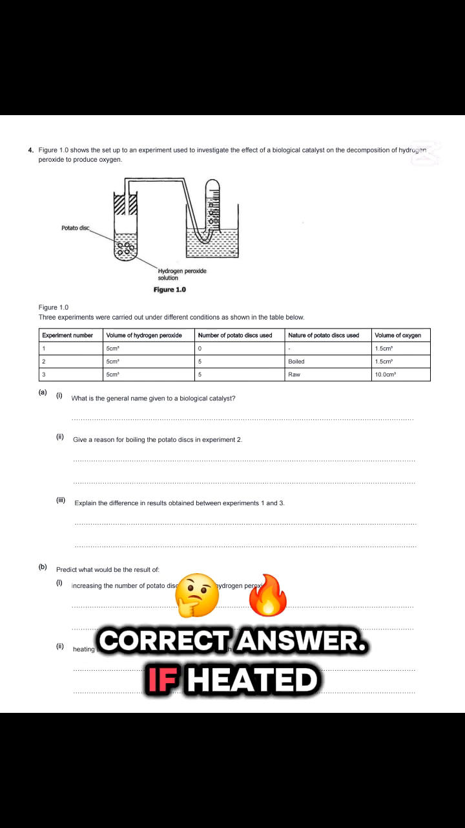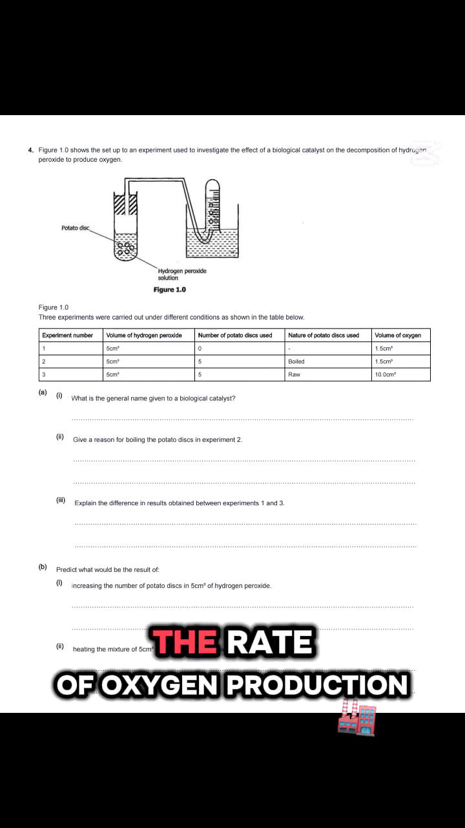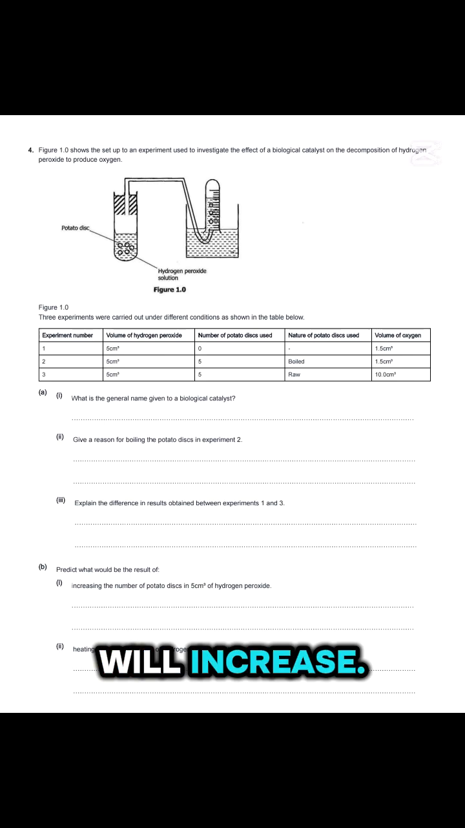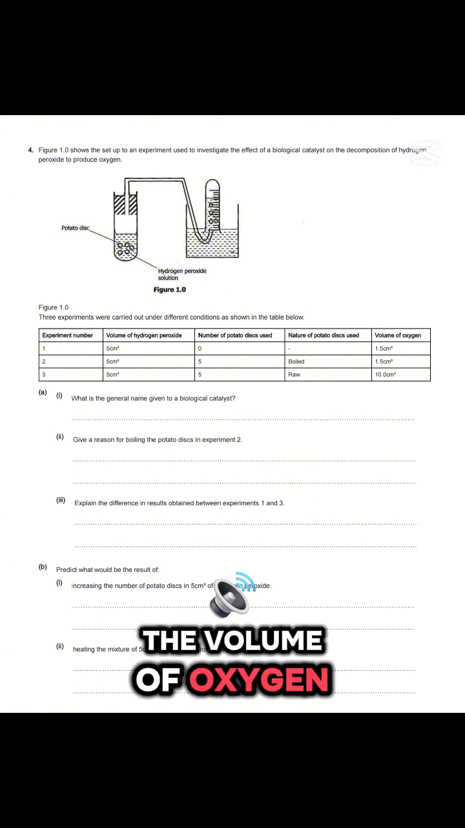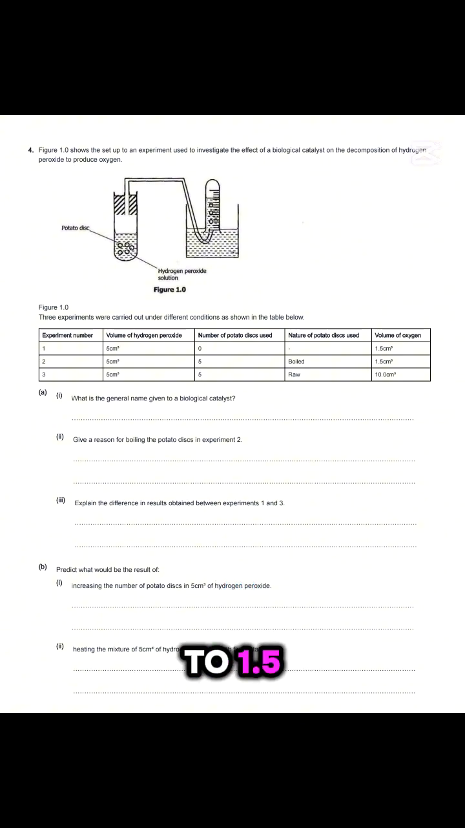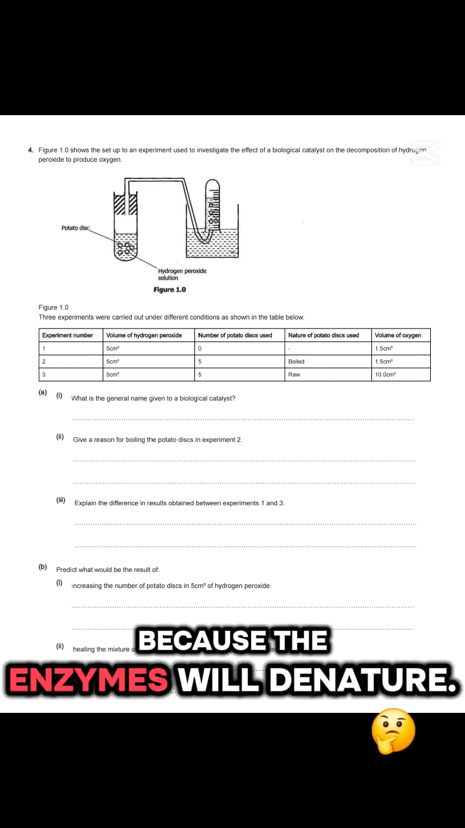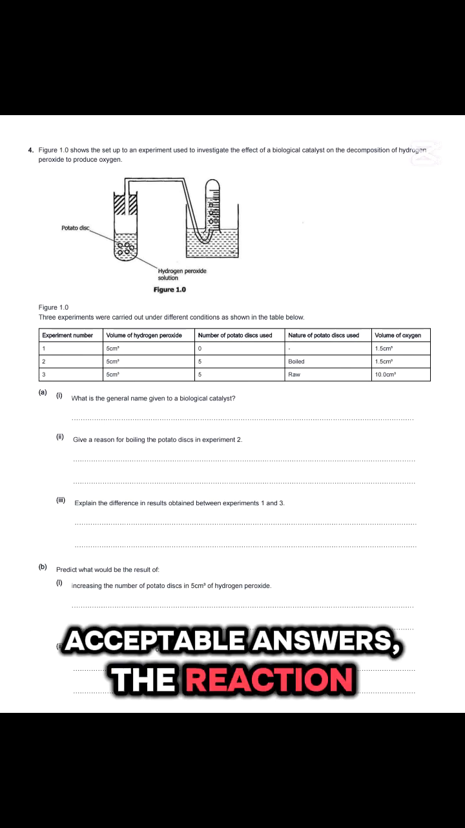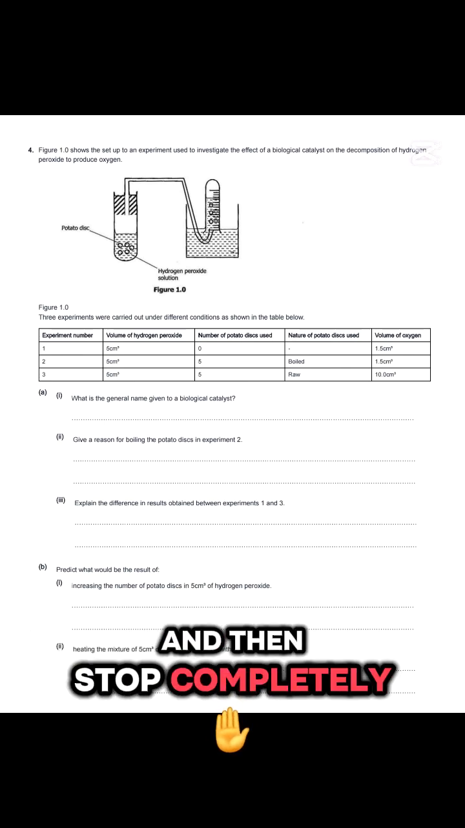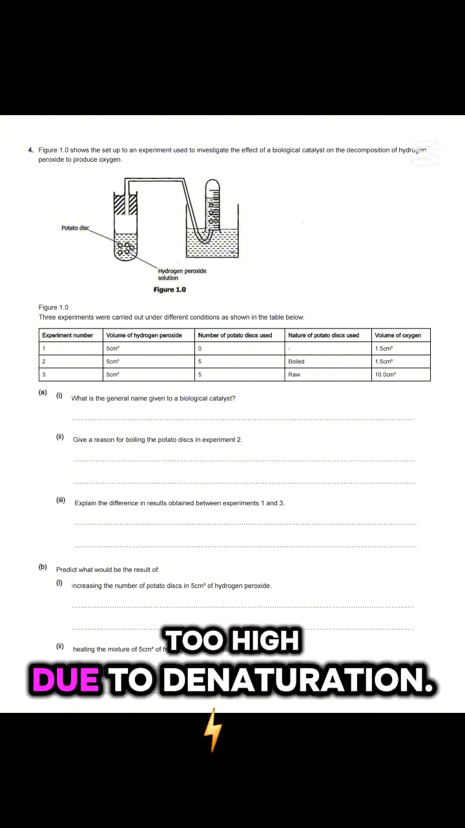2. Heating the mixture of 5 cm3 of hydrogen peroxide with 5 potato discs. Correct answer: if heated moderately up to the optimum, the rate of oxygen production will increase. If heated to extreme temperatures above 60, the volume of oxygen will drop back down to 1.5, because the enzymes will denature. Acceptable answers: the reaction will speed up initially and then stop completely if the temperature gets too high due to denaturation.